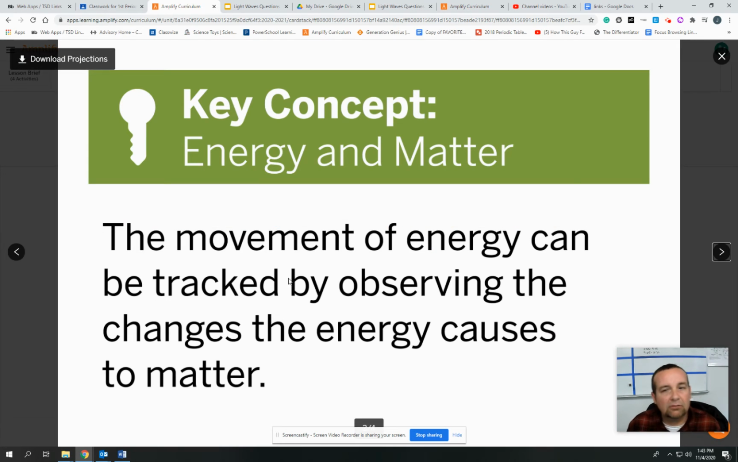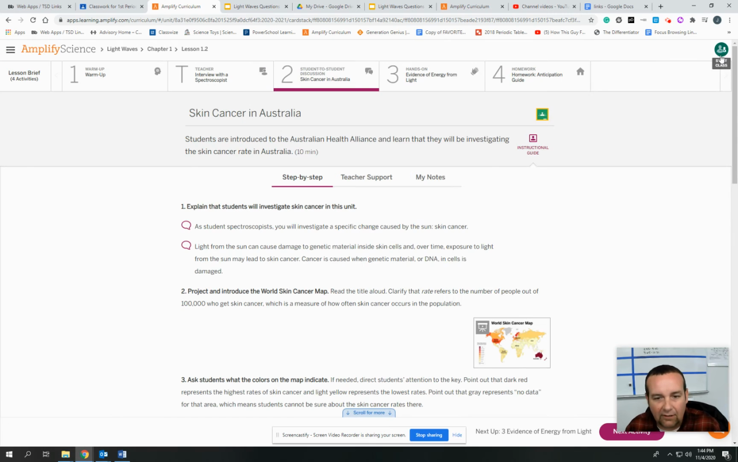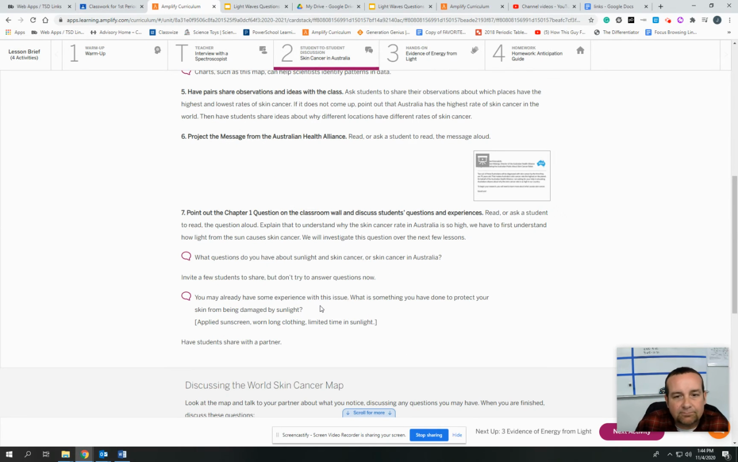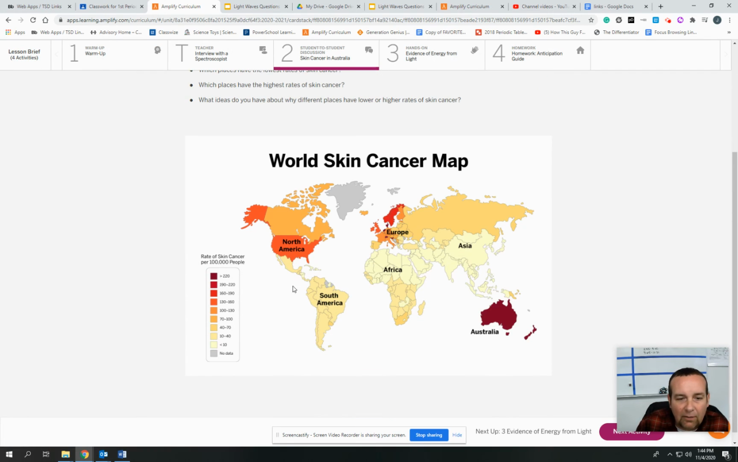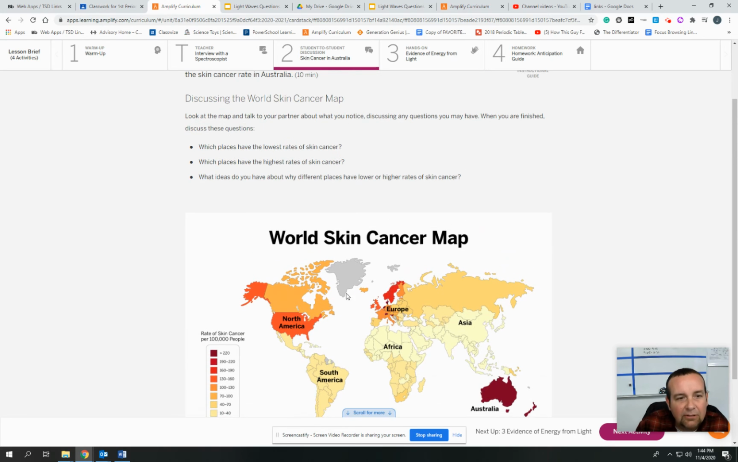Oh, that's our key concept. I already shared that with you. Let's get out of that one right there. So, that's our underlying question. This is our map that we're going to continue to refer back to. So we've already discovered Australia and these few little places here in Europe have the highest rates, and that the lowest rates are in Africa and Asia. And so I'll just pose this question. What ideas do you have about the different places that have higher rates of skin cancer?